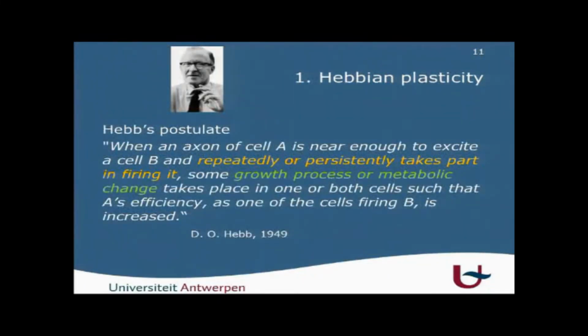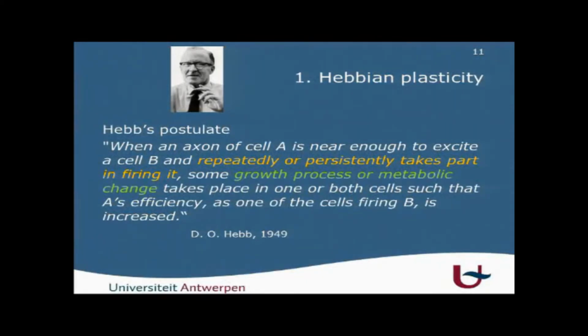And here is a picture of Donald Hebb, who found out about Hebbian plasticity. We call it Hebb's postulate. You know that in the brain different neurons talk to each other through action potentials. And Hebb postulated that when an axon of a cell A is near enough to excite another cell, and does this repeatedly or persistently, then some growth processes or metabolic changes take place in both cells.